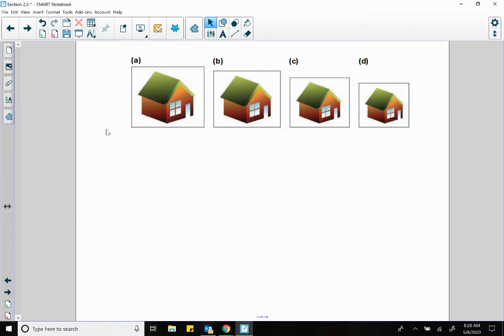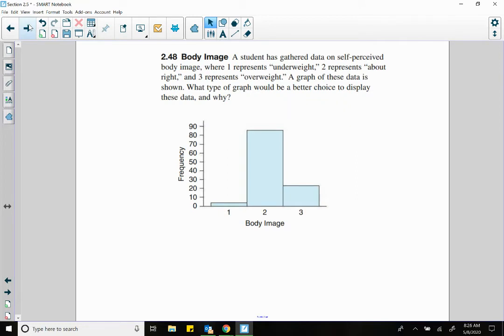So let's take a look at some of the homework that you're going to see. Here is a problem that you're going to see. It says a student has gathered data on self-perceived body image where 1 represents underweight, 2 represents right, 3 represents overweight. A graph of the data is shown. What type of graph would be a better choice to display this data and why? So the first thing you need to know is what kind of graph is this, and then what type of graph would be a better choice, because this is a misleading graph. Go ahead, think about it, and then we'll talk about it in a second.